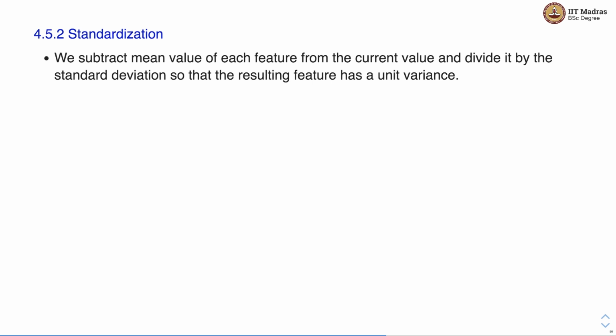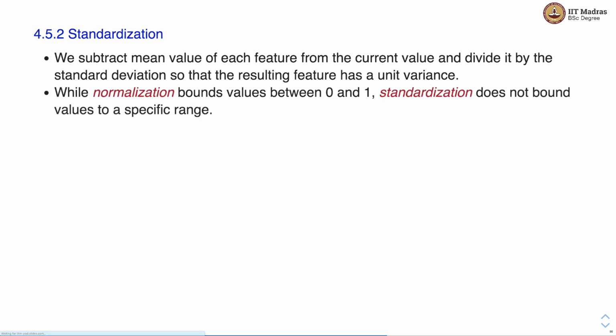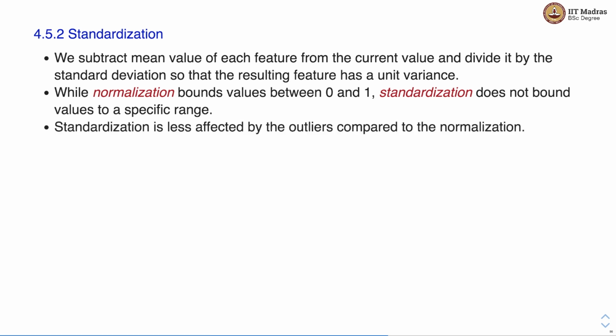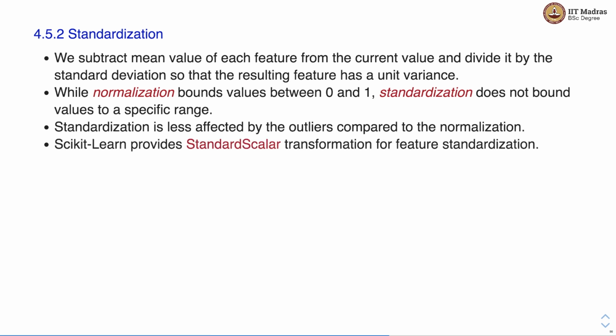The second approach for feature scaling is standardization. In standardization, we subtract the mean value of each feature from the current value and then divide it by the standard deviation so that the resulting feature has unit variance. While normalization bounds values between 0 and 1, standardization does not bound values to a specific range. Standardization is less affected by outliers compared to normalization. sklearn provides the StandardScaler transformation for feature standardization.